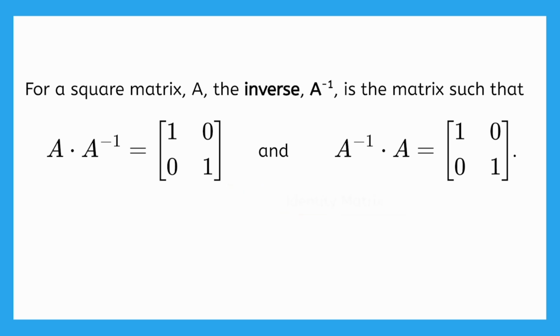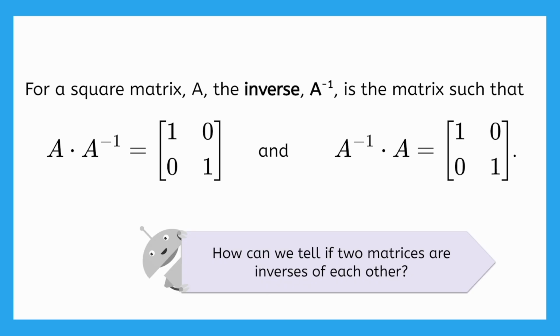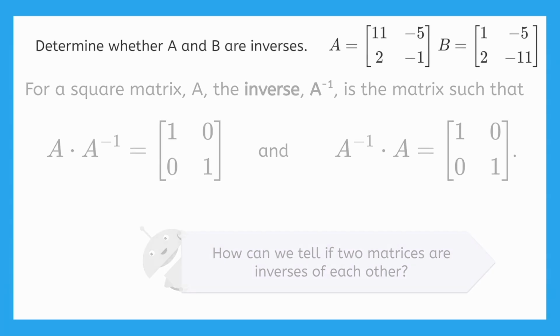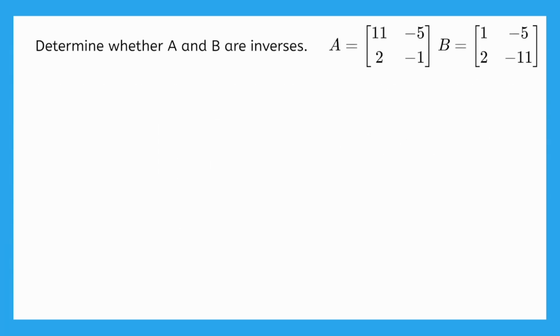Before we get into the process of finding the inverse of a matrix, let's figure out how to tell if two matrices are inverses of each other. For this lesson, we will only be working with 2x2 matrices, though any square matrix may have a defined inverse matrix. We'll look into that more in Part 2. Consider matrices A and B. Determine whether A and B are inverses.